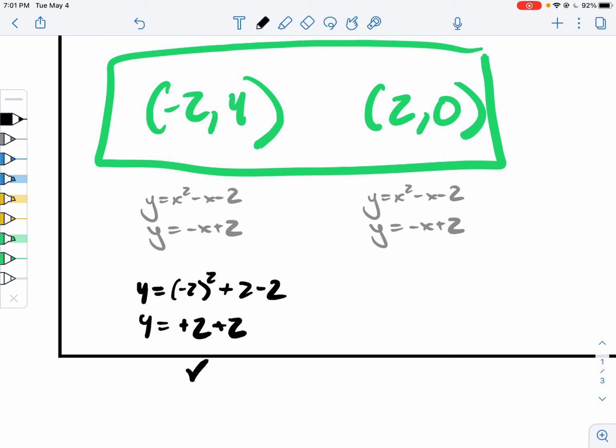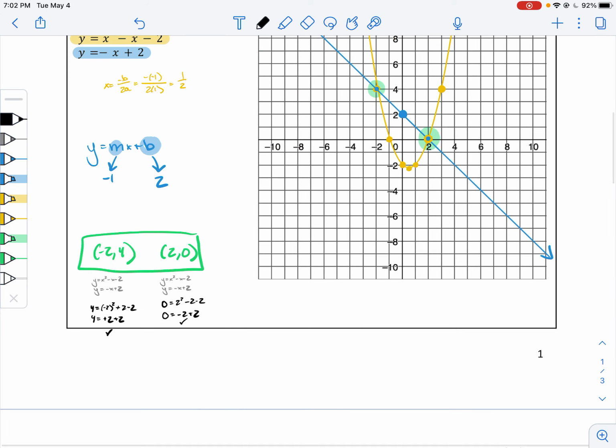With your other point, you want to check, is that true? Is it true that 0 equals 2 squared minus 2 minus 2? Mm-hmm. And is it true that 0 equals negative 2 plus 2? Mm-hmm. Yay, we did something right.